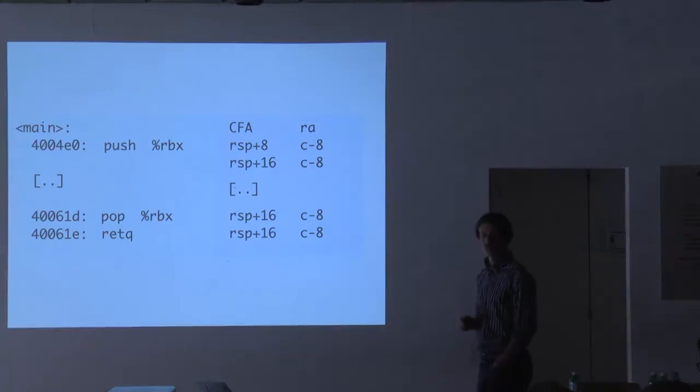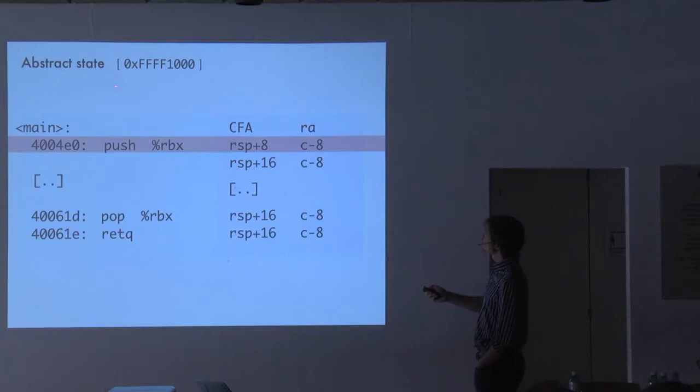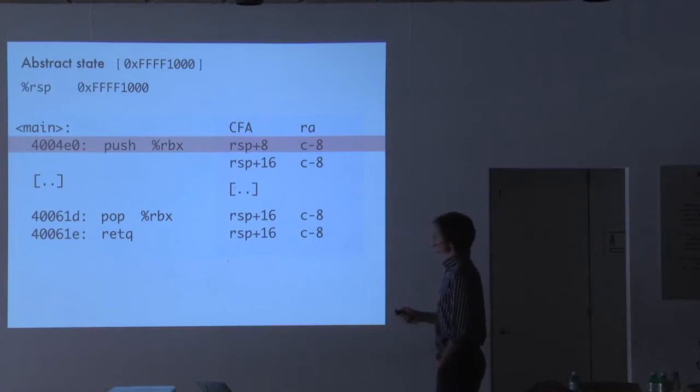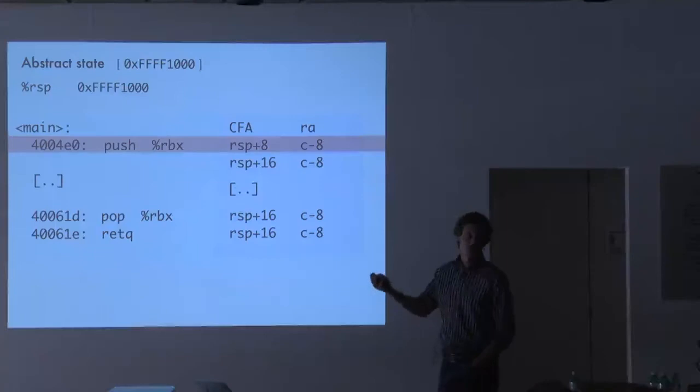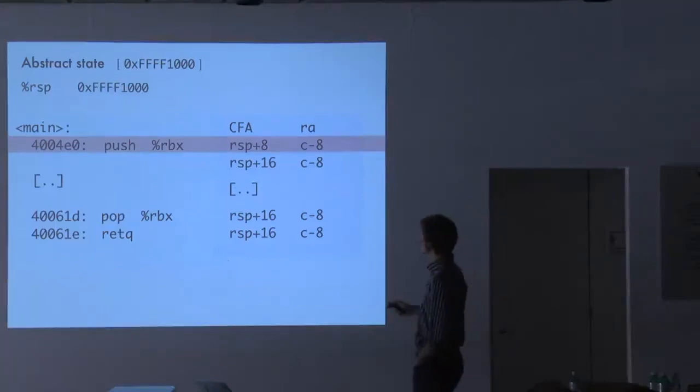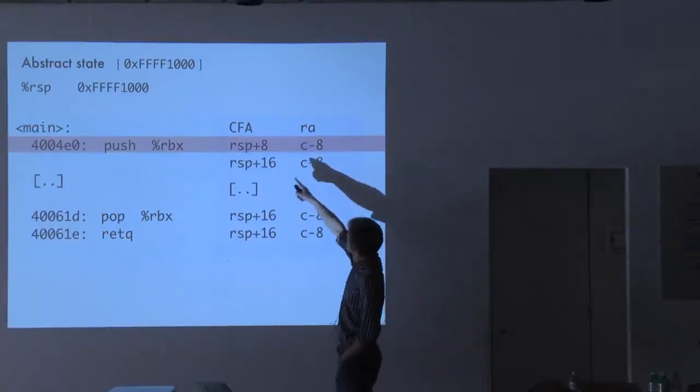So let's try to do the validation of the tables. GDB tells us that the abstract state at the beginning is 1000, and it tells us that the stack pointer points to the same location. It is what happens when you enter into a new function. And here we can validate.